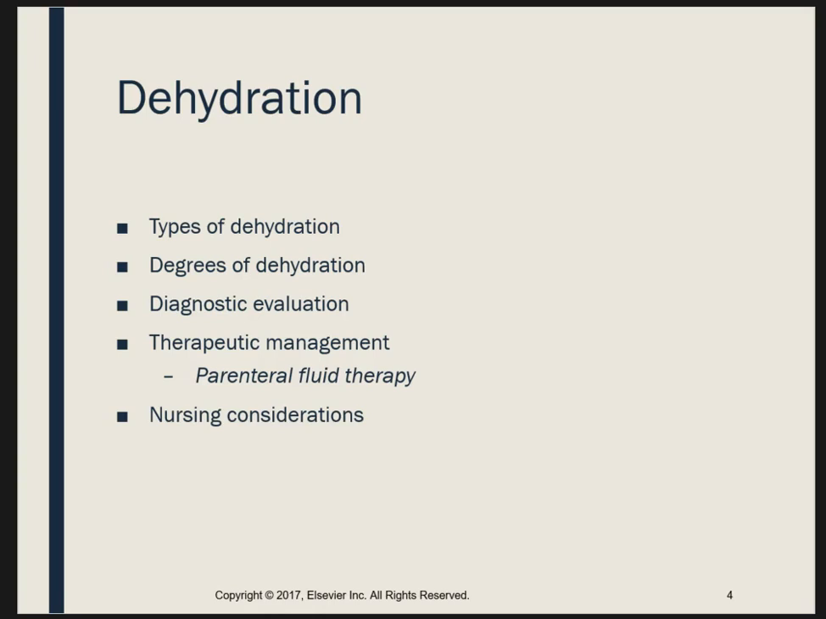The different degrees of dehydration, I'm not going to put that all up here because, again, it's laid out very nicely in a nice little table for you. It's on page 694. And the pieces that I want you to focus on are the weight loss percentages and the vital signs. So how much percentage is estimated to be lost in weight when we have mild dehydration compared to moderate dehydration.